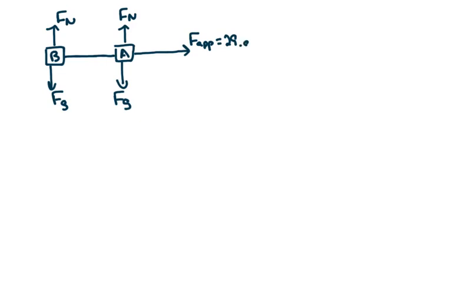We have normal force on both A and B. We have gravity on both A and B. We have an applied force of 29 newtons. And we have friction acting on both A and B. The friction on A is 9 newtons. And the friction on B is 8 newtons.